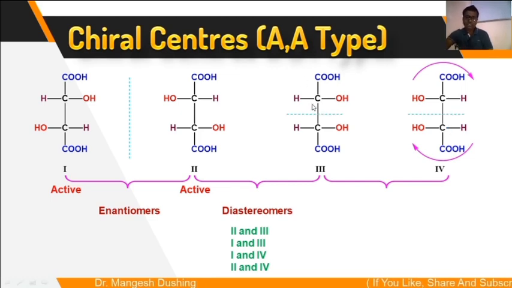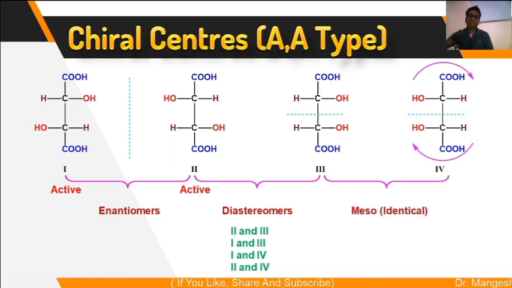Similarly, this molecule possesses a plane of symmetry. See, if this plane passes through the molecule, this OH reflects as this OH, and this OH reflects as this OH. So the mirror plane is present within the molecule. This molecule possesses the plane of symmetry. The stereoisomers which possess a plane of symmetry are called meso compounds.